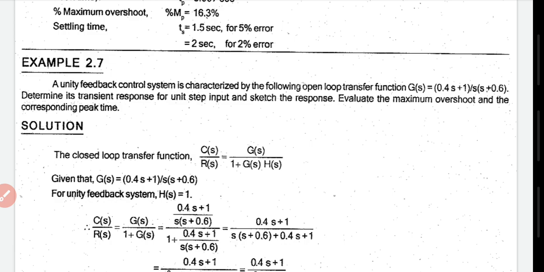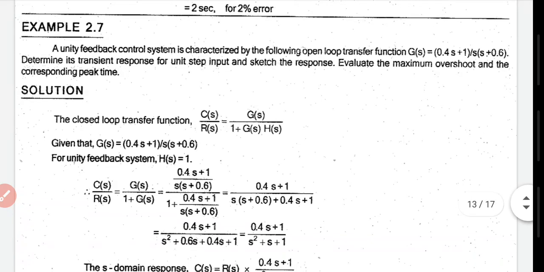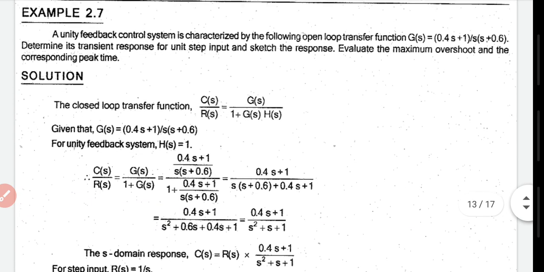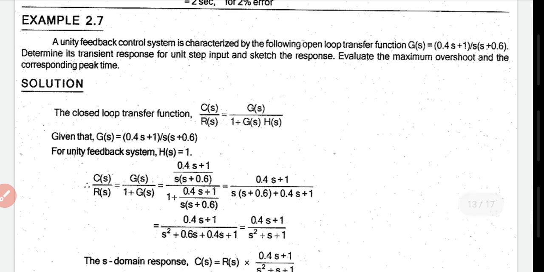So in this question also they have given the open loop transfer function g of s, right? And you have to find the transient response. It is nothing but c of t, for unit step input. It is nothing but r of s is equal to 1 by s. You have to find the maximum overshoot and the corresponding peak time for this question. So for this, it is a unity feedback system.